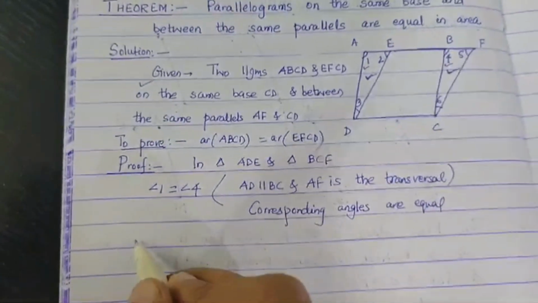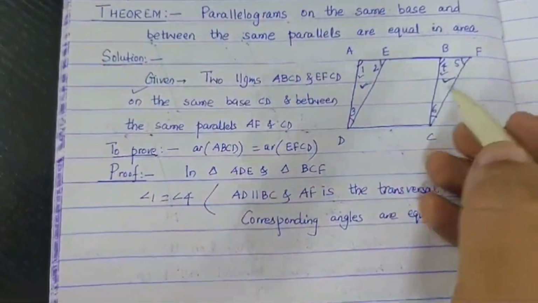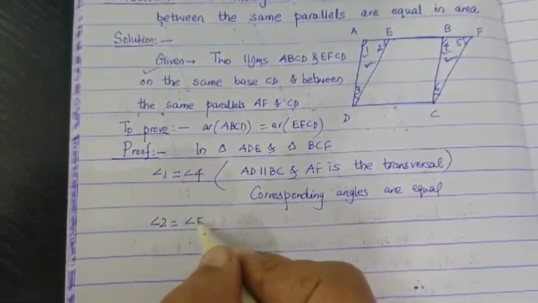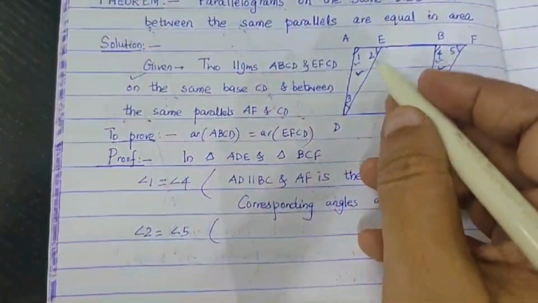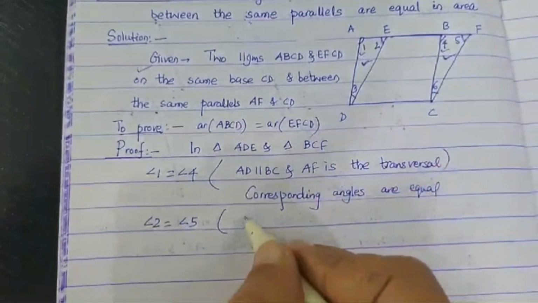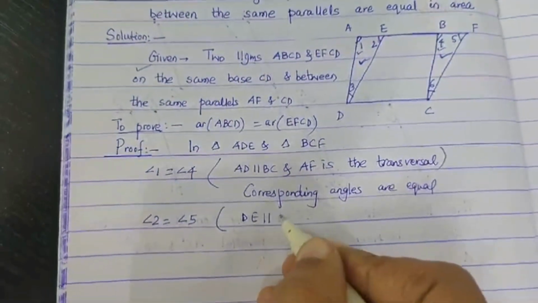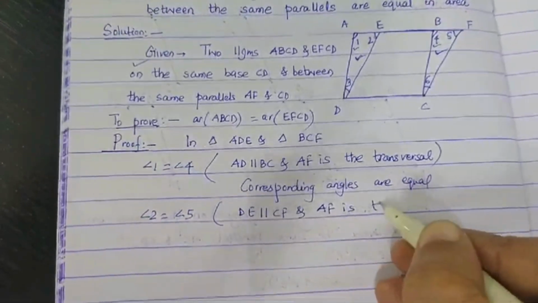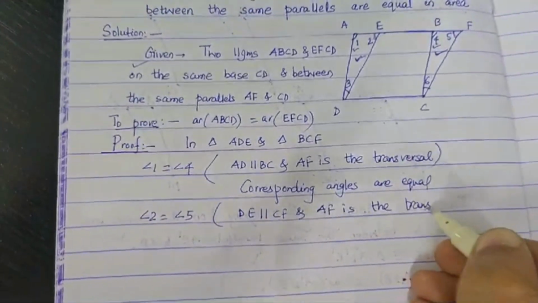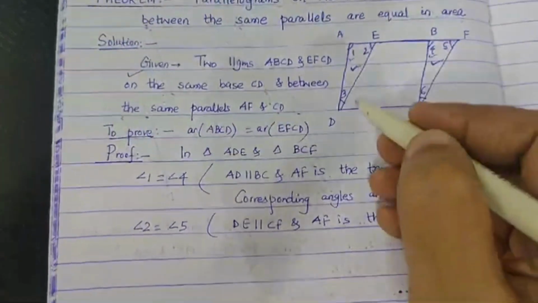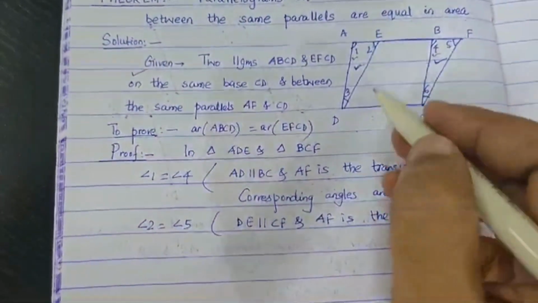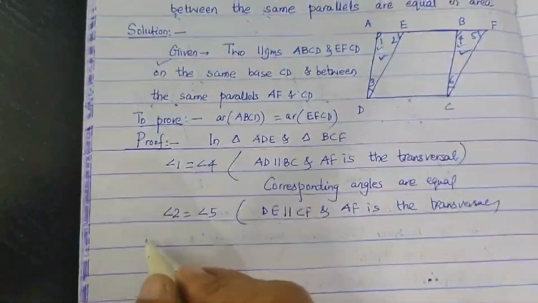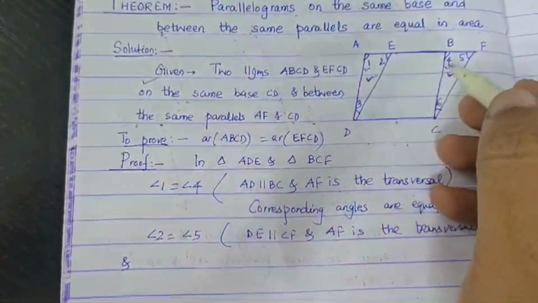Similarly, we can also write angle 2 equal to angle 5, since DE is parallel to CF and AF is the transversal. We can write it because these are also the sides of a parallelogram, DE and CF, parallelogram EFCD. Alright. Third one, we can write AD equal to BC.